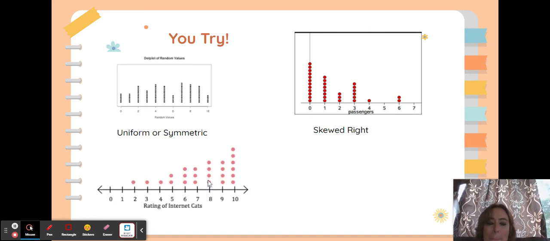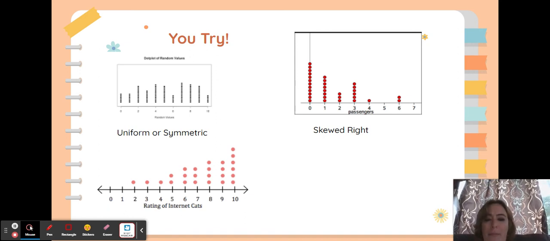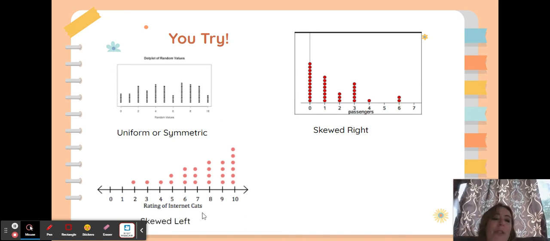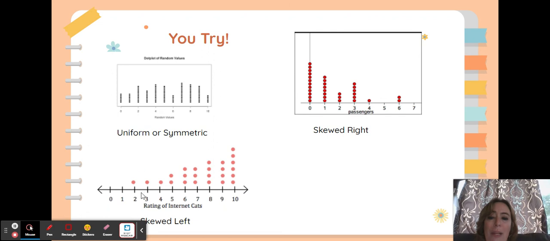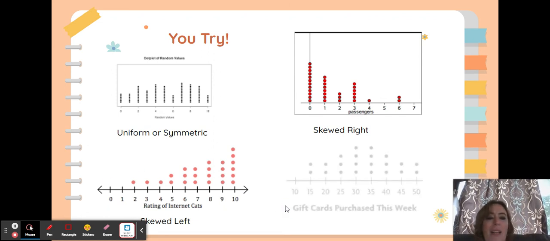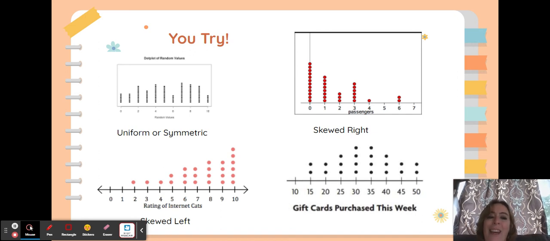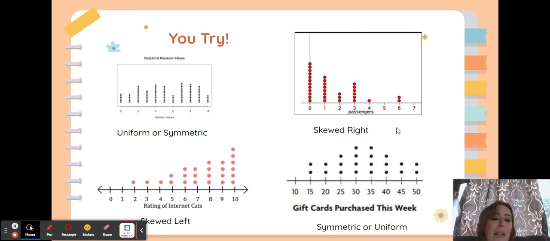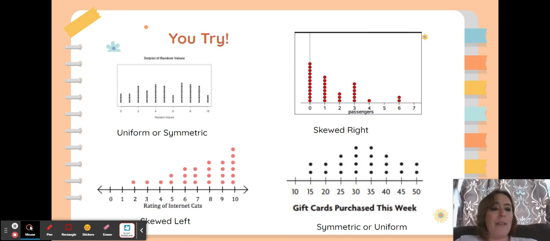Here's the next one. What could we call this one? I hope you said skewed left because remember the tail is on the left. Last one. Bet you can't guess. If you called this symmetric or uniform, you'd be exactly right. Great job. All right, now that's the end of Unit 1, Lesson 5.